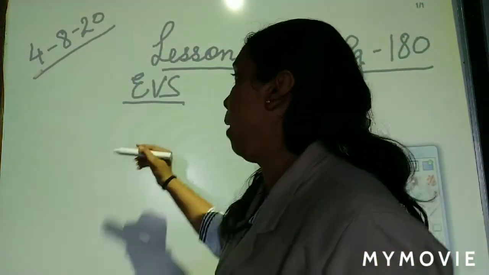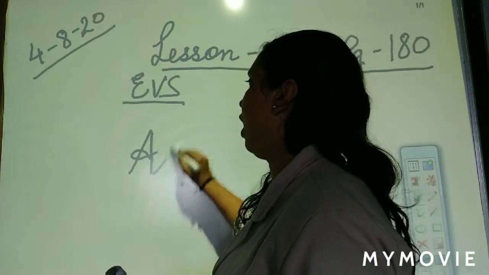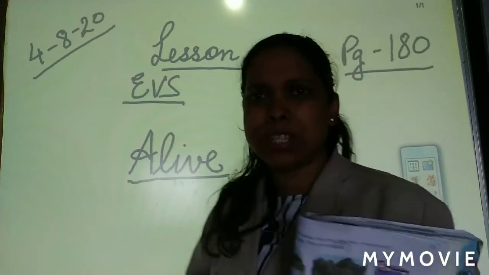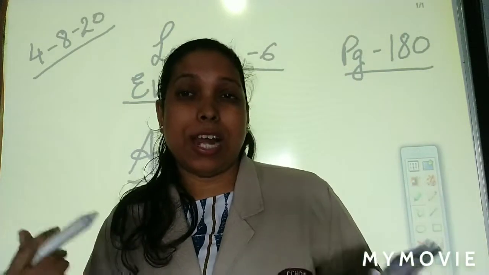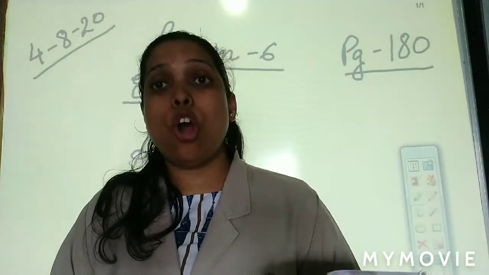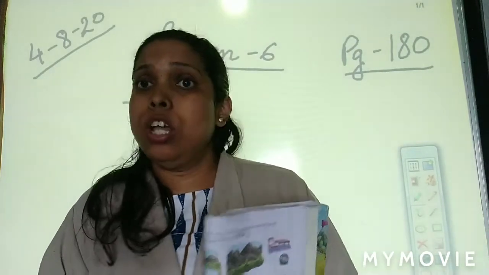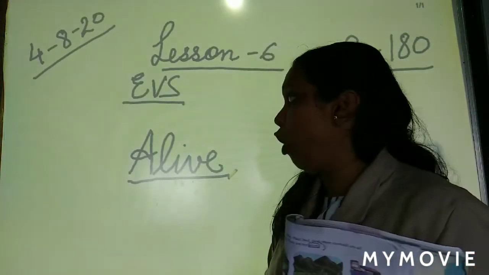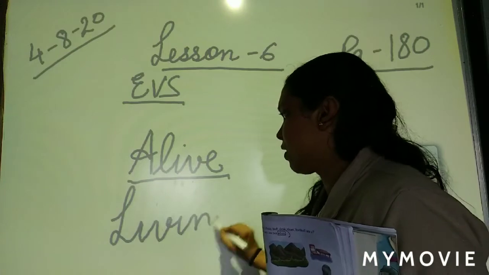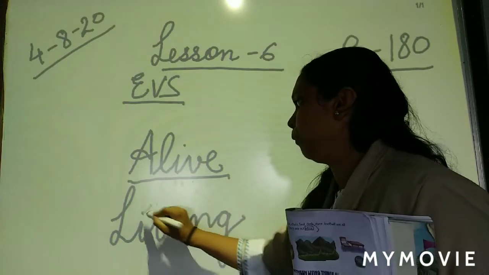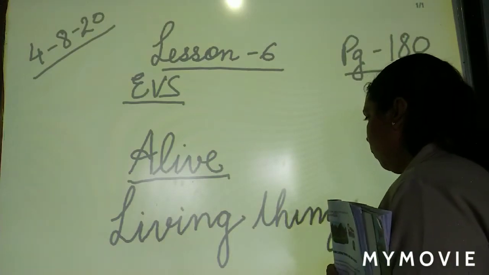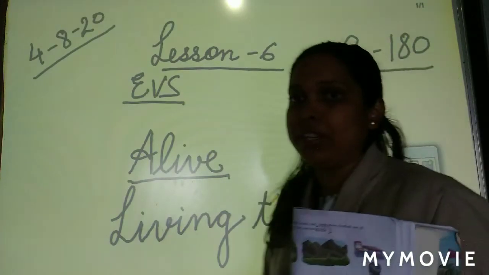Now one term comes, some of the things are what? Alive. A-L-I-V-E. Now what does the word alive mean? These are called living things. Now they are saying the things that are alive are called living things. What are they called? Living things.